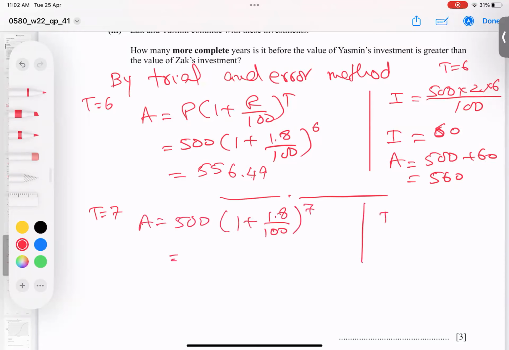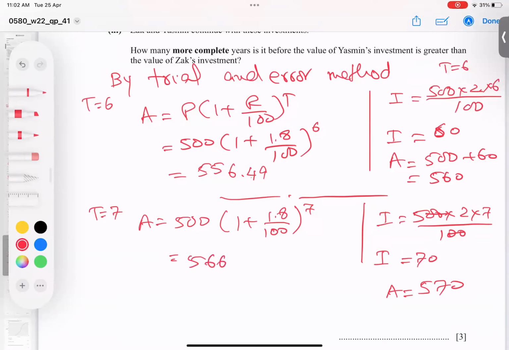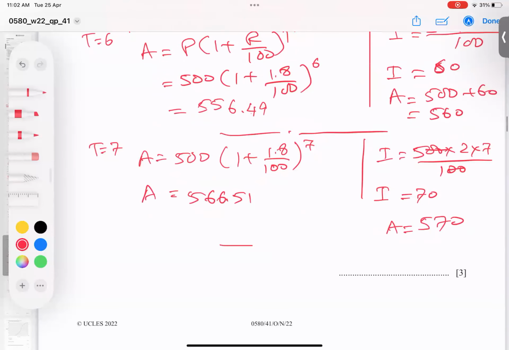And same, I equals 500 times 2 into 7 over 100. This is becoming 70, it is becoming 570. So this is not I, this is A. A means total amount. So 570. And when I check the other one, the compound interest one, it is giving us 566 dollars 0.551. Still you see that is smaller.